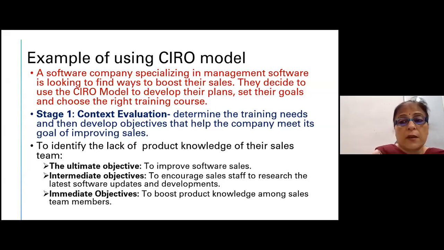So if there is something available, then to try to do that, and they will try to find out the means, etc. And here they will try to find out where they are lacking the knowledge. At intermediate level, they will try to see whether the sales staff can do research and get some developments done. That is at the job level, the whole job. And this is definitely at the organizational level.